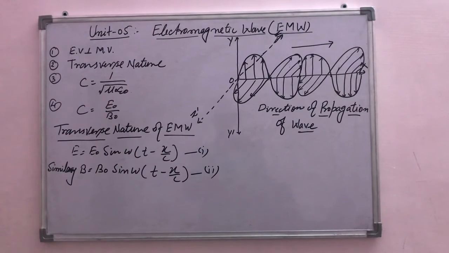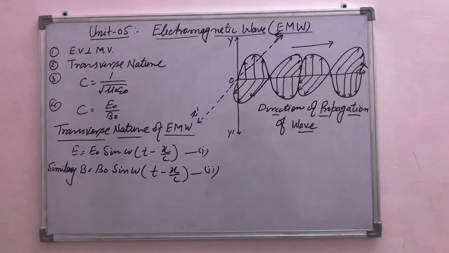So here is the electric vector and the magnetic vector. Both are vibrating, both are oscillating along the y-axis and z-axis, and the x-axis is perpendicular to these two axes, so the wave is propagated along the x-axis, but the electric vector and magnetic vector are vibrating along the y-axis and z-axis. So these two vectors are mutually perpendicular to the direction of the x-axis. So we can say that the electromagnetic wave is transverse in nature.